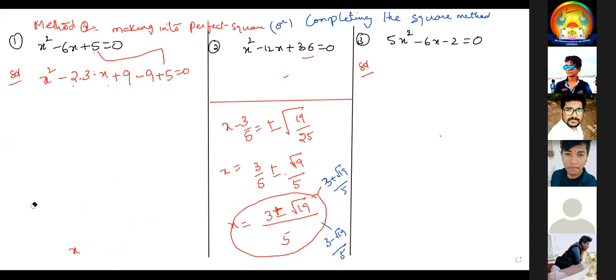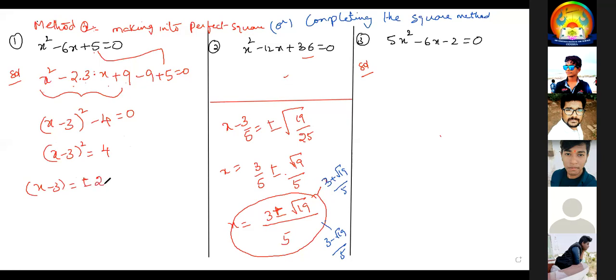Yes, sir. That number's square should be there. Therefore, here 3 is there. Therefore, 3 square. This can be written as x minus 3 whole square minus 4 equal to 0. So x minus 3 whole square is equal to 4. Square rooting on both sides, it is plus or minus 2. Therefore, x equal to 3 plus or minus 2.